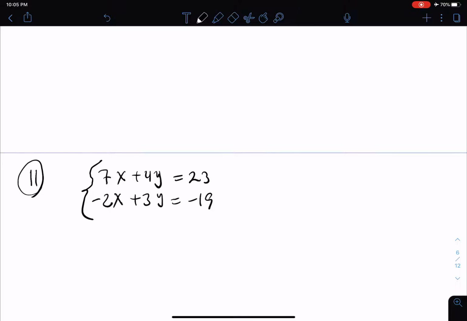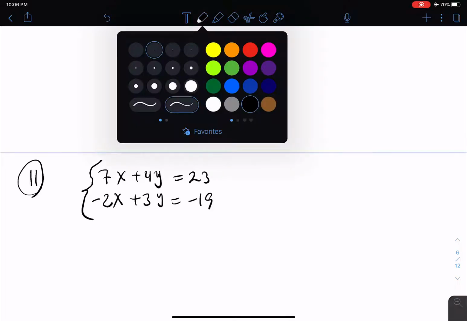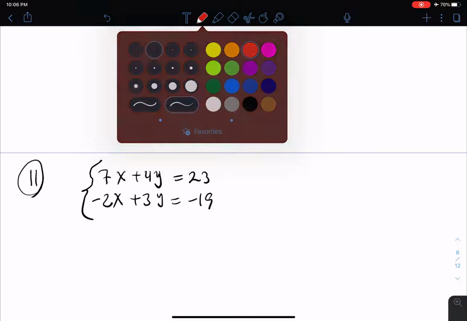Now you can see, this one's a trickier one. You can see that if I just decided to add these two up right now, I would have 7 and a negative 2 is 5x, and 4y plus 3y is 7y. And the thing is, it's not going to help me because I did not eliminate an x or y. So we need to do some setup before we actually start adding these together. So let me call it a target number.